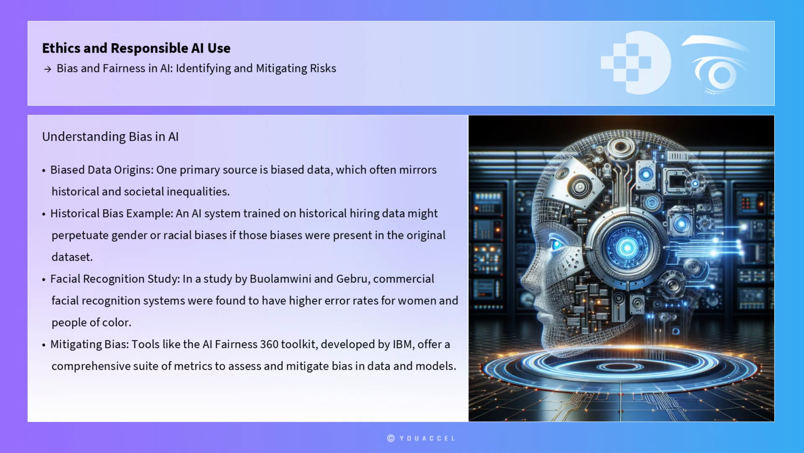To mitigate such risks, it is crucial to employ data auditing tools that can identify and rectify biases within datasets. Tools like the AI Fairness 360 Toolkit, developed by IBM, offer a comprehensive suite of metrics to assess and mitigate bias in data and models, providing an actionable framework for professionals to enhance the fairness of AI systems.